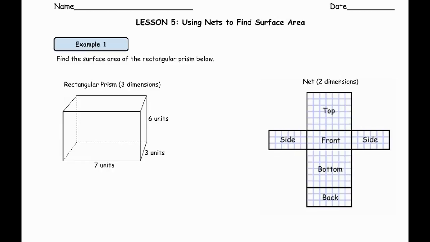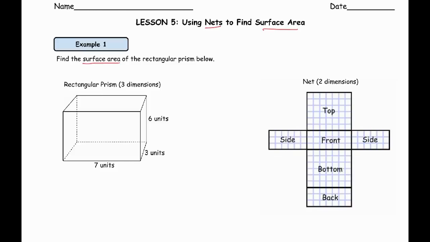Lesson 5 is using nets to find surface area. Example 1: find the surface area of the rectangular prism below. So you can see on the left a three-dimensional rectangular prism. Each of its faces is made up of rectangles, and its dimensions are labeled.